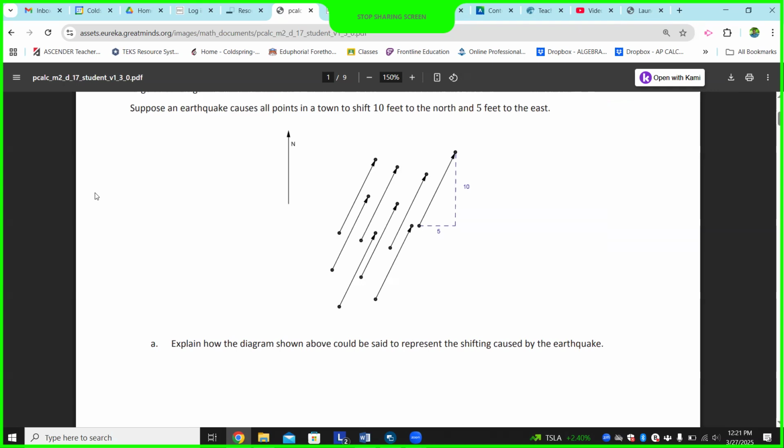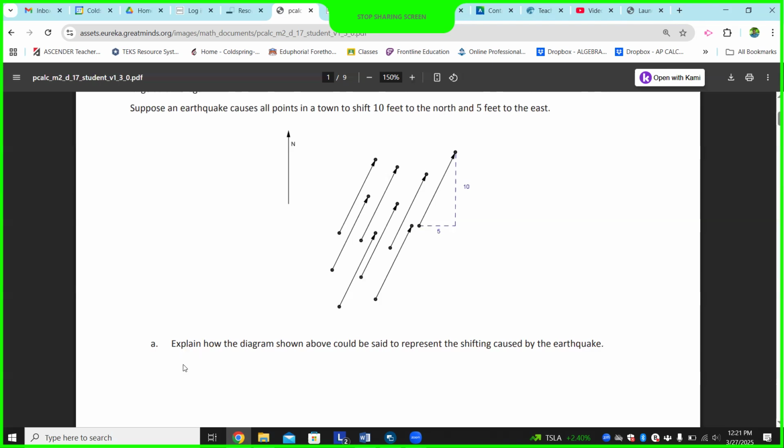Okay, let's take our brains away from systems for right now. No need to do an equation, just a simple sentence. 10 feet up and, all right, let's use north, east, south, west. Same concept, get a little more specific. That's it. So explain how the diagram above can be said to represent the shift.